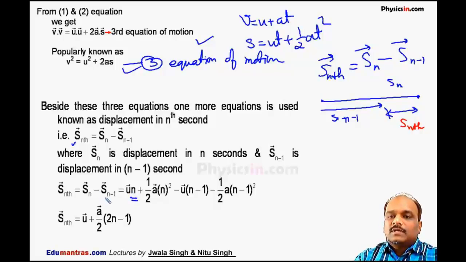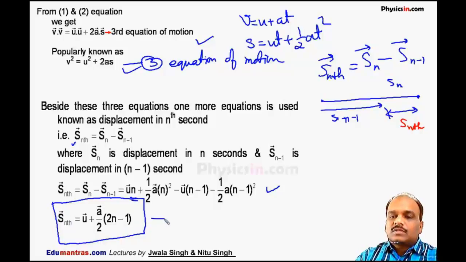In the same way, if I substitute n minus 1 in place of t, then I get u into n minus 1 minus 1 by 2 a into n minus 1 square. Solving this, we get the displacement in the nth second is u plus a by 2 into 2n minus 1. This equation is true only when a is constant. Otherwise this is not true.